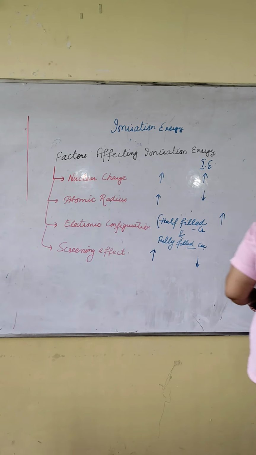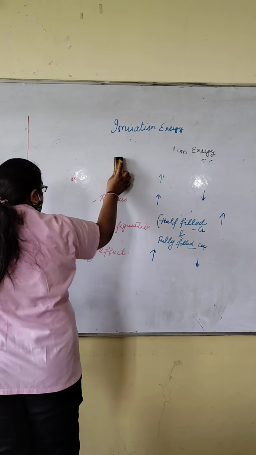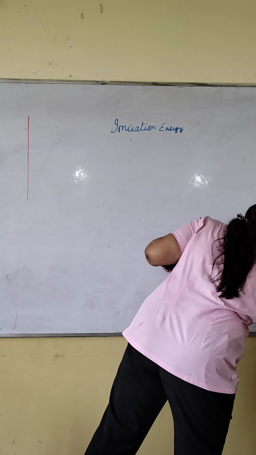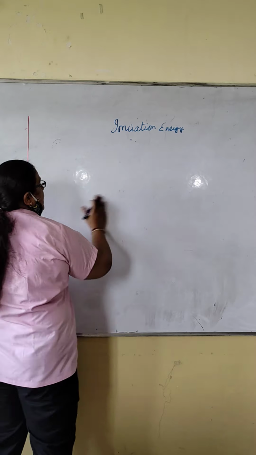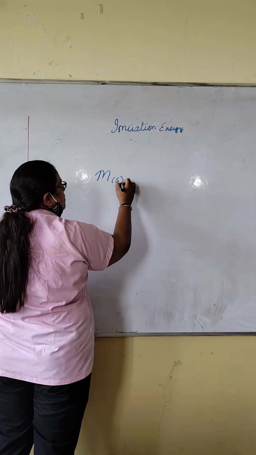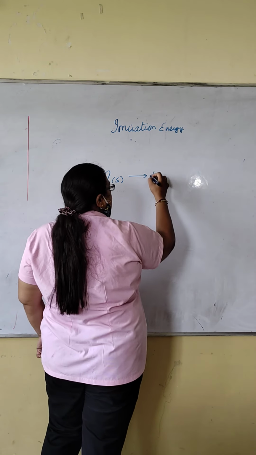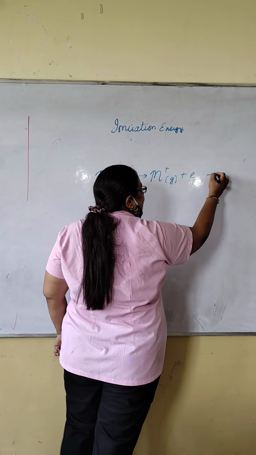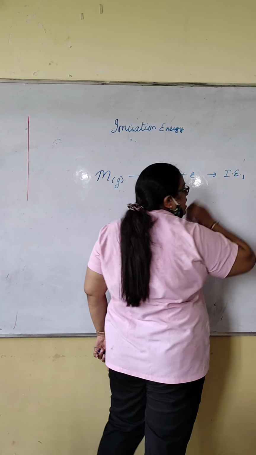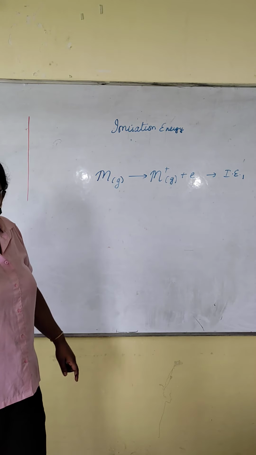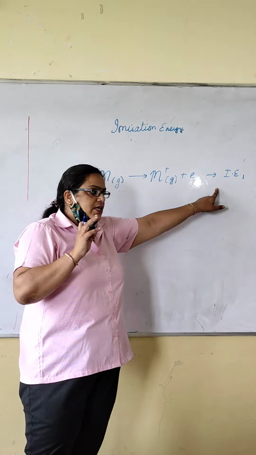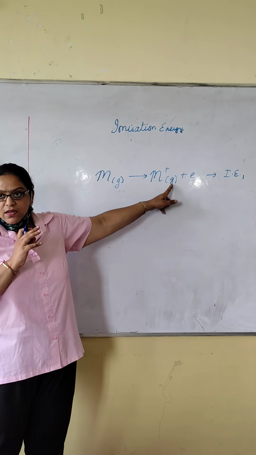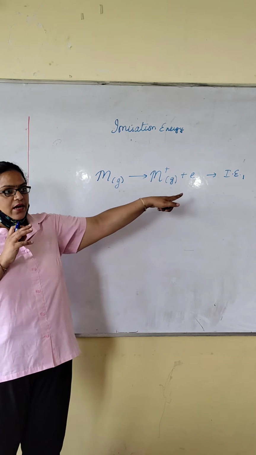Now, suppose I am taking any metal. This is metal capital M, it is losing an electron and forms a cation. So that energy is your IE1, suppose. Fine. This is the ionization energy which is used to remove the electron in gaseous state to form the cation. This is your ionization energy 1.